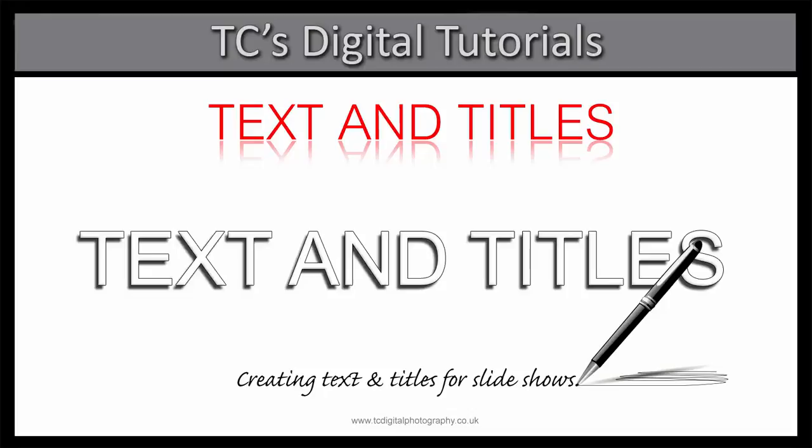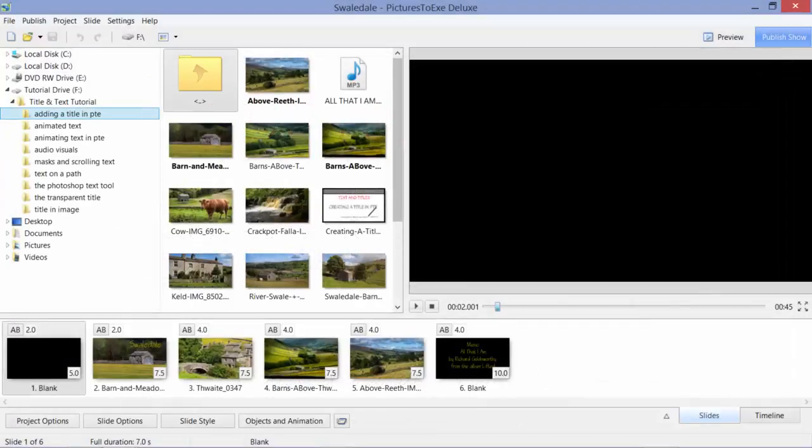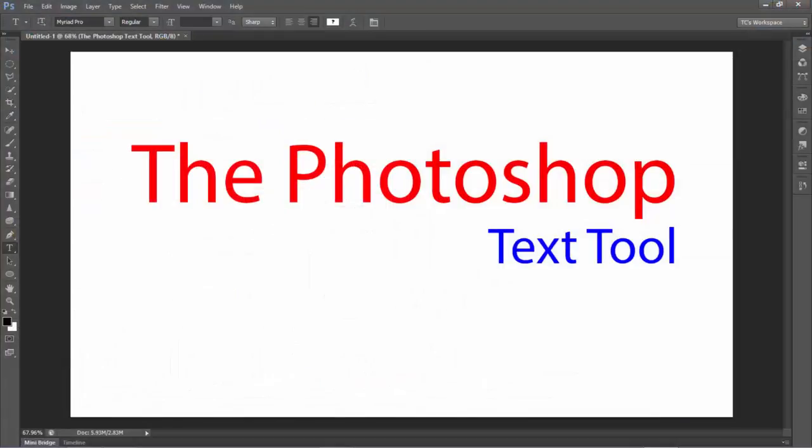We're going to be looking at text and titles and how we can use both PicturesToExe and Photoshop to create title slides for our slideshows. First of all, we're going to be looking at PicturesToExe and how we create titles using the Objects and Animations section of the program. We're then going to move on and have a look at the Photoshop text tool.